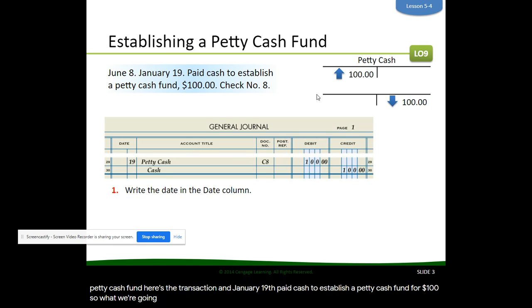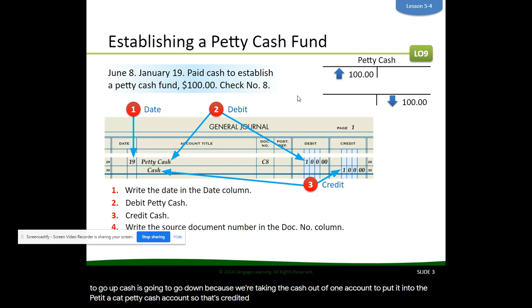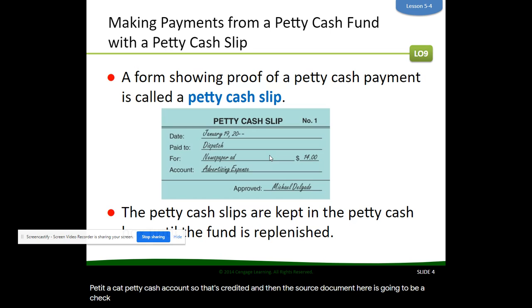So, what we're going to do is put the date. Petty cash is going to be debited because that account is going to go up. Cash is going to go down because we're taking the cash out of one account to put it into the petty cash account. So that's credited. And then the source document here is going to be a check.